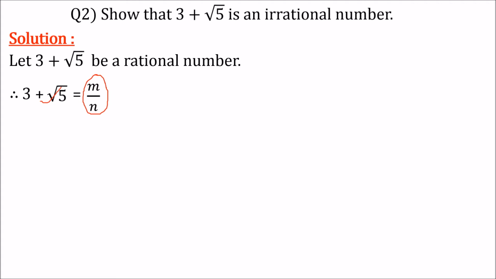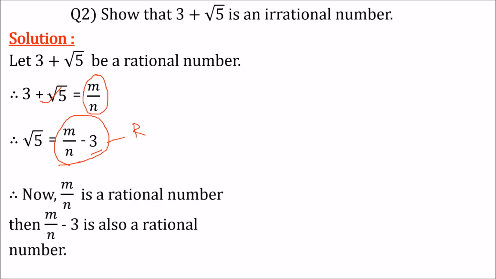Now I will shift 3 to the other side of the equal sign, so we will get root 5 equals m upon n minus 3. Now here m upon n is a rational number and 3 is also a rational number, and if I subtract a rational number from a rational number, we will get a rational number. It means m upon n minus 3 is a rational number, because subtraction of two rational numbers is a rational number.